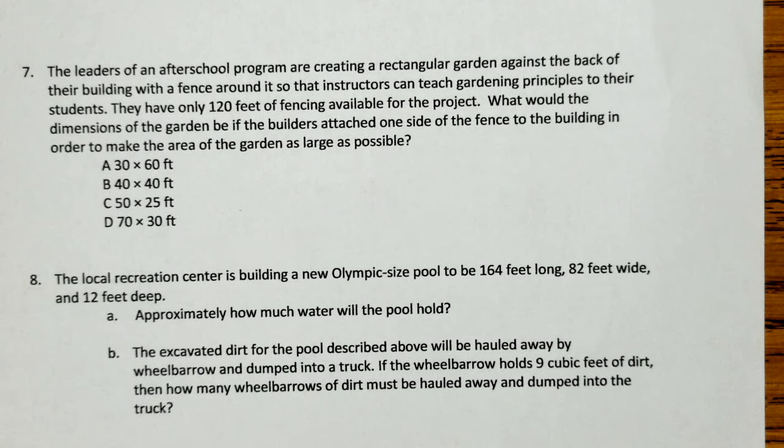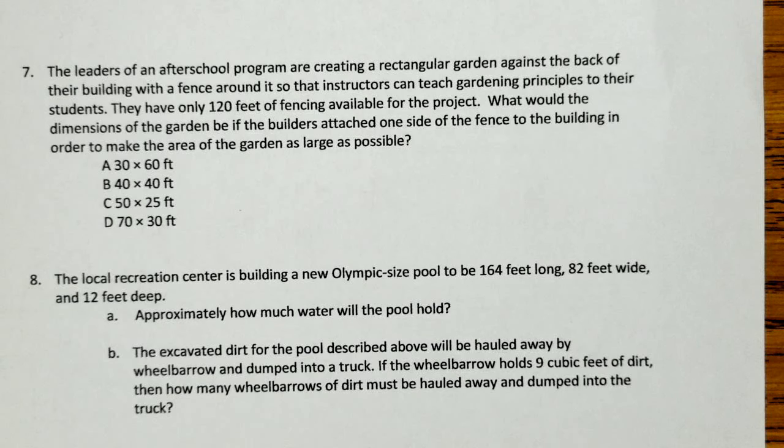The leaders of an after-school program are creating a rectangular garden against the back of their building with a fence around it so that instructors can teach. They only have 120 feet of fencing available for the project. What would the dimensions of the garden be if the builders attached one side of the fence to the building in order to make the area of the garden as large as possible?